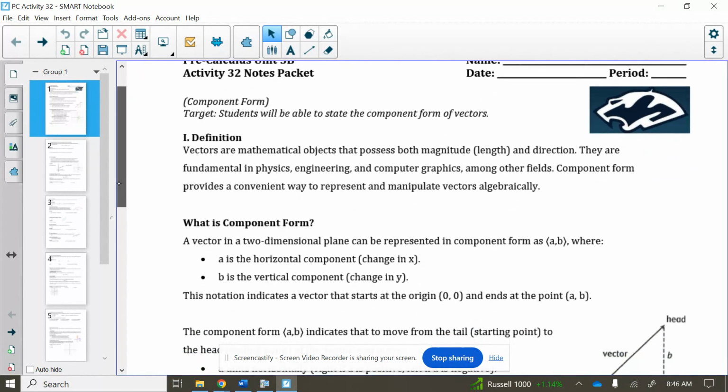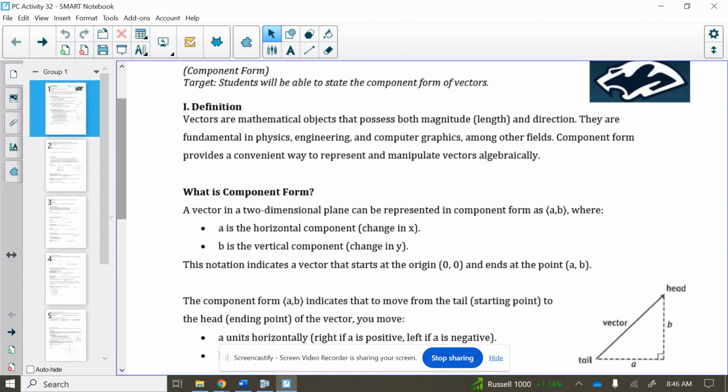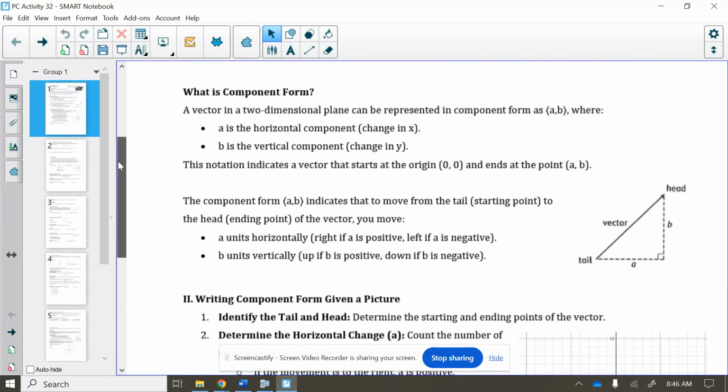Now, a vector is a mathematical object that possesses both a magnitude, a length, and a direction that it is pointing at. They are fundamental in things like physics, engineering, computer graphics, and other fields. Our component form is a convenient way that's going to be able to show eventually that magnitude and direction as well as the movement of that vector.